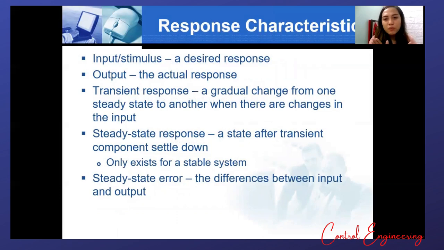Okay. So, ito yung mga terms and definitions. So, input or stimulus, this is the desired response. Okay? The output, this is the actual response. And the transient response, this is the gradual change from one steady state to another when there are changes in input. And steady state response, a state after the transient component has settled down, only exists for a stable system. And steady state error, yung makikita natin doon na gap, that's the difference between the input and output.